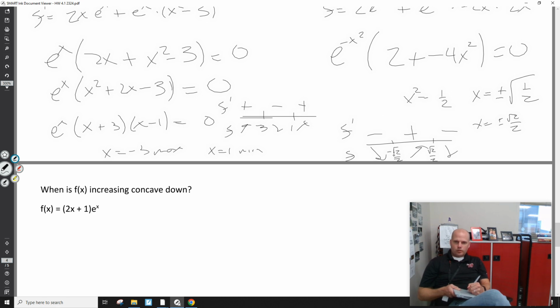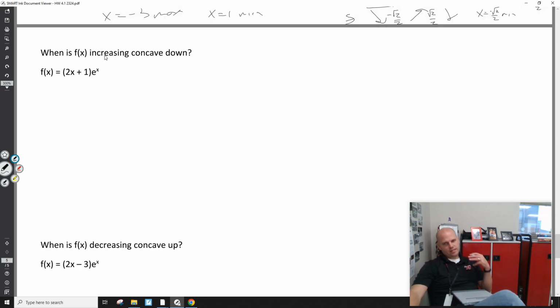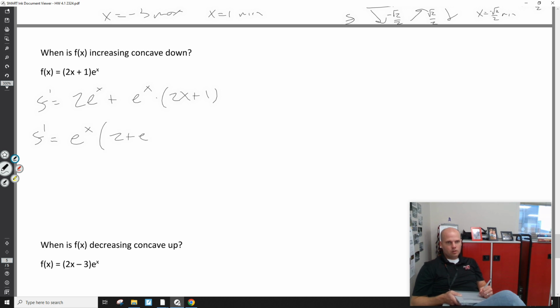So x equals negative root 2 over 2 is a min. X equals root 2 over 2 is a max. If I want to look at my second derivative sign analysis as well as my first, we have to be careful. Derivative of the first times the second plus the derivative of the second times the first. Factor out the e to the x is probably preferred before you take the second derivative.